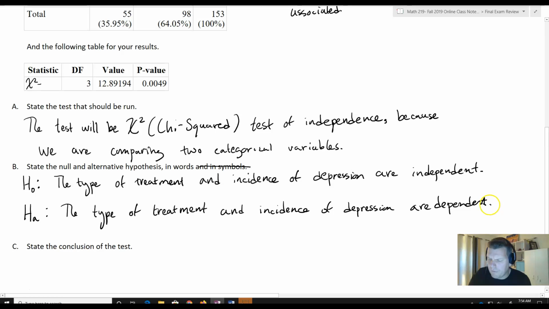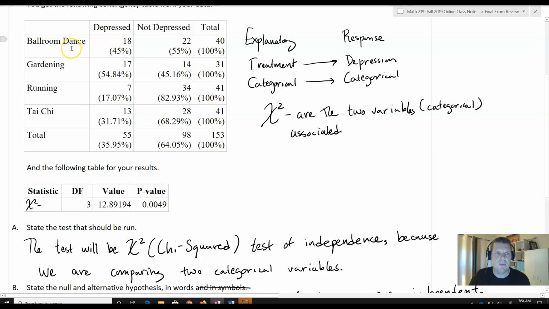So let's just talk for a moment. What would it mean if we rejected the null hypothesis and we supported our alternative? So let's just talk about the supporting of our alternative and this phrase dependent. If what we do is we find that these two variables, say for example the treatment, these treatments over here, and incidence of depression are dependent, what we're saying is that in the presence of one of these treatments, like say for example ballroom dancing, right, we find that we are going to end up having more or less depressed people than in terms of a different treatment. So like, for example, we'll look at running because it's got the lowest incidence of depression.